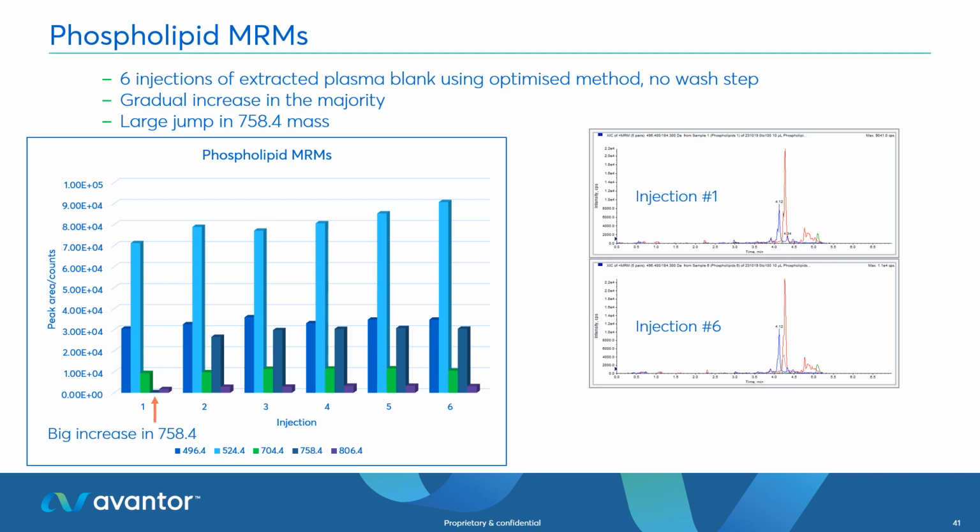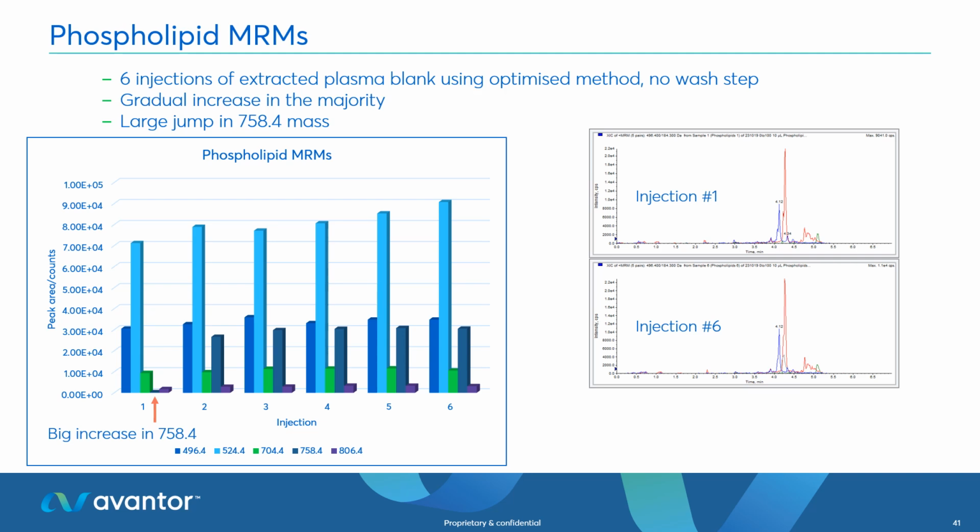So what we did is we monitored for a particular matrix component. In this case, we were looking at a series of phospholipids. We're looking specifically at 5 phospholipids, and the masses of those 5 different phospholipids are given in the text. So 496, 524, 704, 758, 806. There was no need to tune up on those masses. The phospholipids are present at relatively high concentrations, and they are very, very ionizable. So it means that using a mass spectrometer, we can pick them up very quickly.